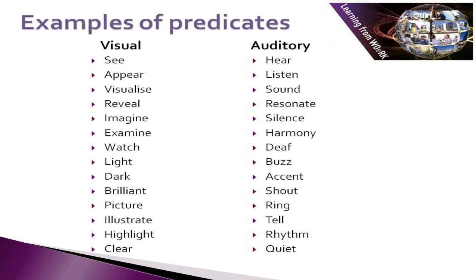Whereas someone with an auditory preference may use predicates like, oh, I hear what you're saying. Listen to what I've got to say to you. That sounds right to me. That resonates with me. Silence is golden. We're in harmony. He was deaf to everything I had to say. I get a buzz from that.